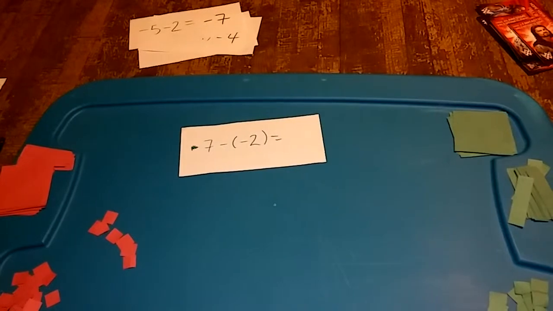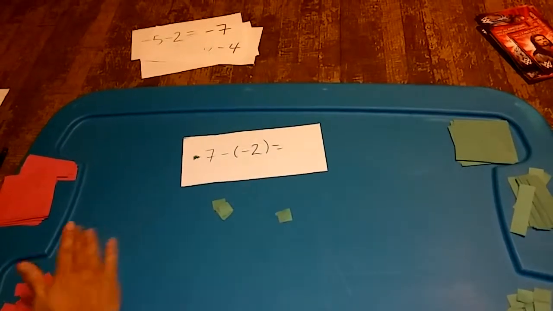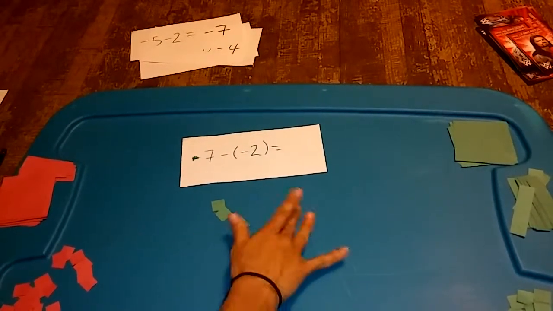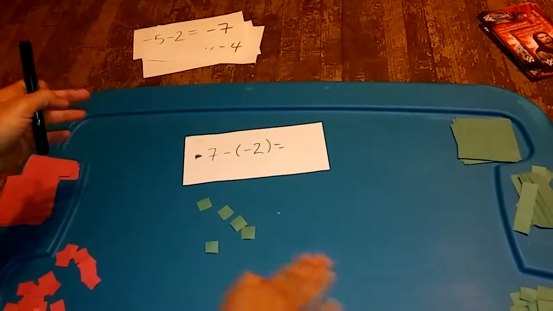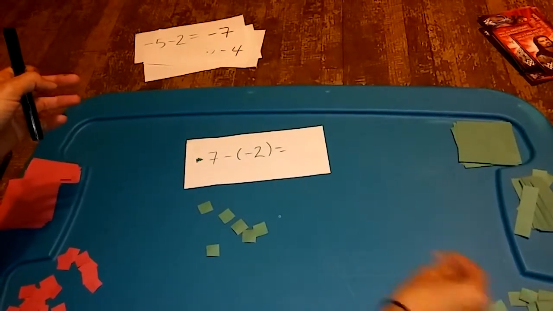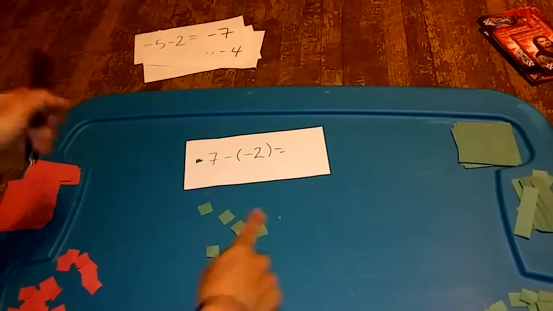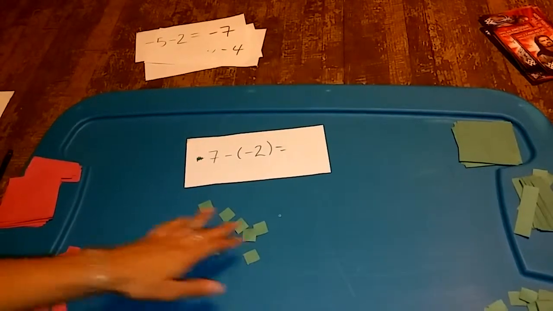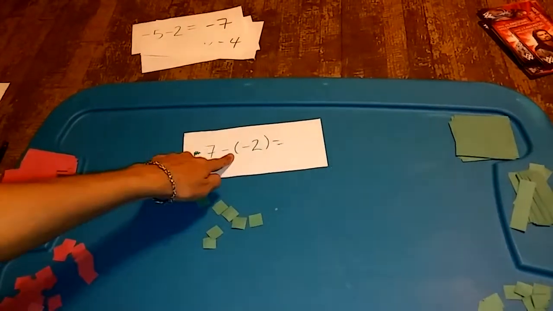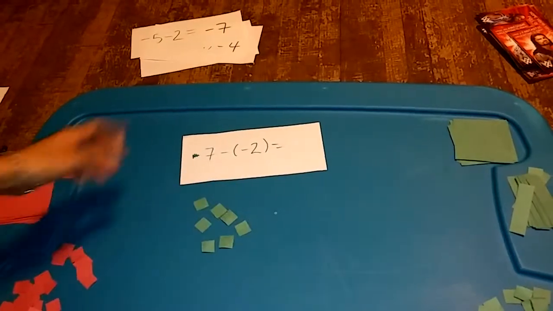Now, let's switch it around. What if I have +7? 1, 2, 3, 4, 5, 6, and 7. All right, now I want to take away -2, but I don't have any negatives.